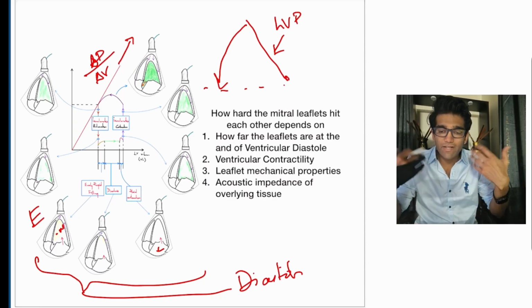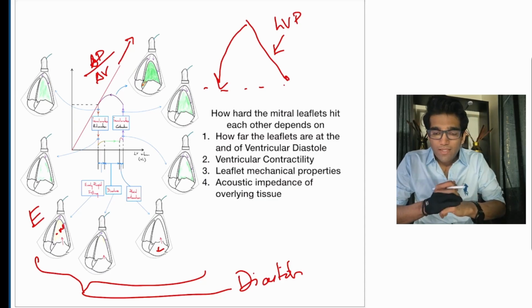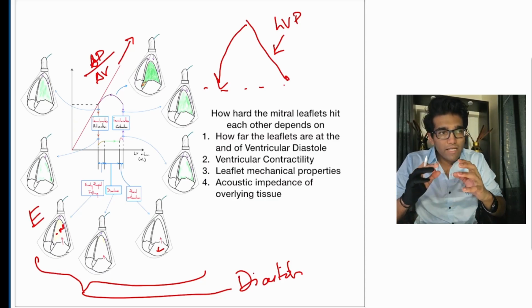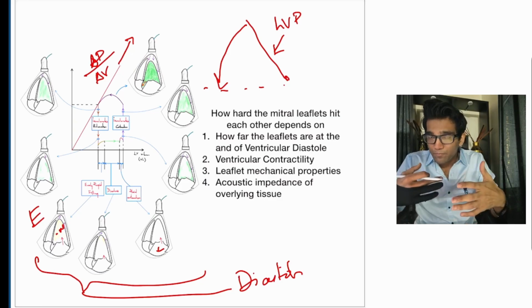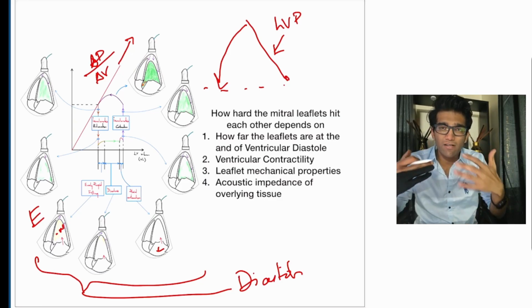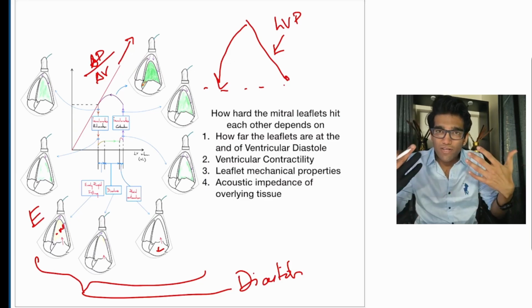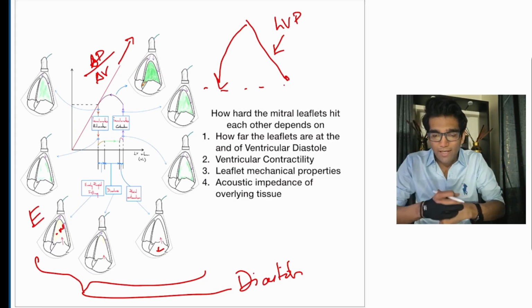So the more the ventricular contractility and the further the leaflets are from their closed neutral position, the louder the sound will be. Okay. The other factors: in a given patient, the mechanical properties of the leaflets may vary. So the leaflets may be very pliable or very soft, say in mitral valve prolapse or in mitral regurgitation. Alternatively, the leaflets may be of a prosthetic valve, a metallic valve. So they'll produce a very strong metallic sound, okay, very loud metallic sound.